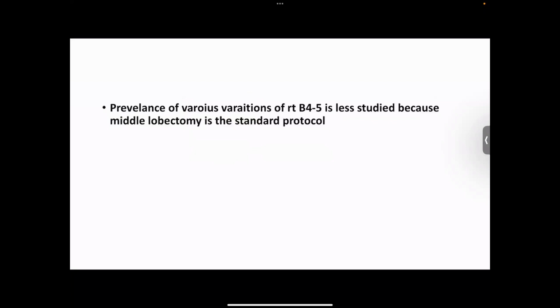Why? Because generally what we do is consider directly a middle lobectomy rather than any segmentectomy of the middle lobe, because it doesn't have much functional capacity. So it's very easy to perform the middle lobectomy rather than any B4 or B5 segmentectomy. So this is of less importance as of now.